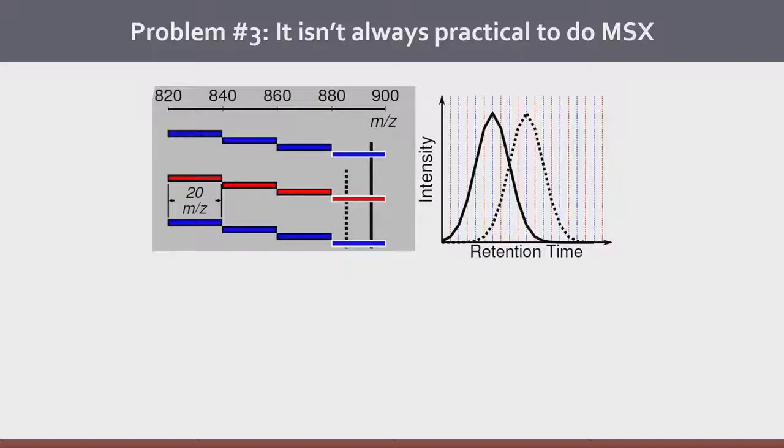And actually, this was the second graduate student ever in our lab, a guy named Mike Hoopman. This was actually his rotation project back in 2004, believe it or not. And we were doing this on an LTQ at the time.